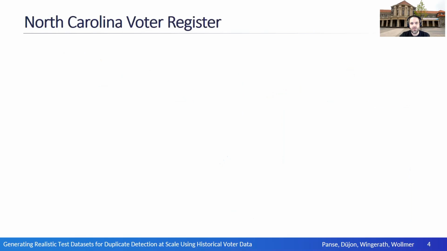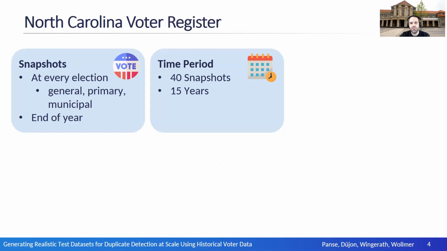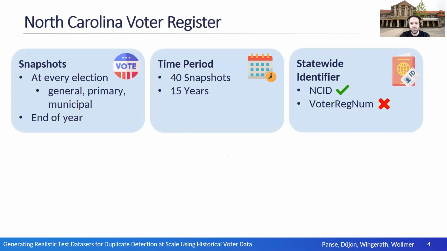As input to our study, we chose the voter register from North Carolina, which is considered public information per NC General Statutes. This register publishes a new snapshot at every election and the end of every year. Today, it includes more than 40 snapshots and covers a time window of more than 15 years. With the NCID, it provides a statewide identifier that is valid across individual snapshots.